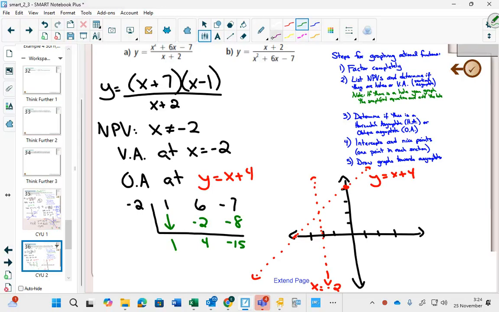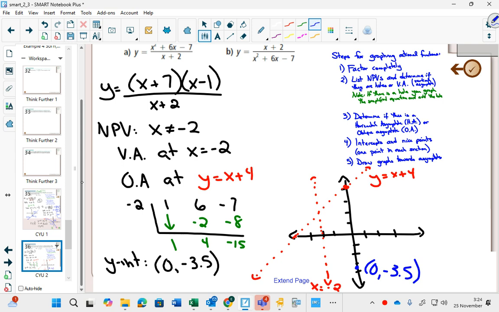Now we need intercepts. So again, I always start with my y-intercept. I like to go back to my original equation because plugging in 0 for x, it's pretty obvious that you're going to be left with minus 7 on the top and 2 on the bottom. So that'll be minus 7 over 2, minus 3.5. So I can go to my graph. Minus 3.5.